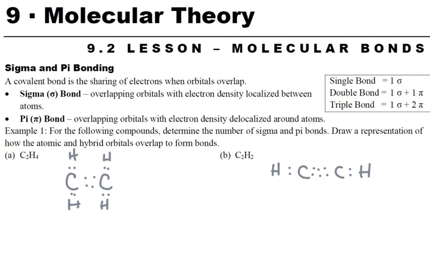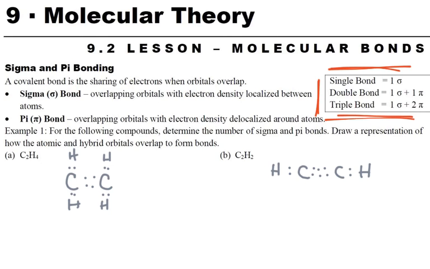The 9.2 lesson about molecular bonding is going to be talking about sigma and pi bonds, and I'd like to get the basics of this first. If you have a single bond, that is a sigma bond, and if you have a double bond, that's a sigma and a pi, and if you have a triple bond, that's a sigma and 2 pi's.